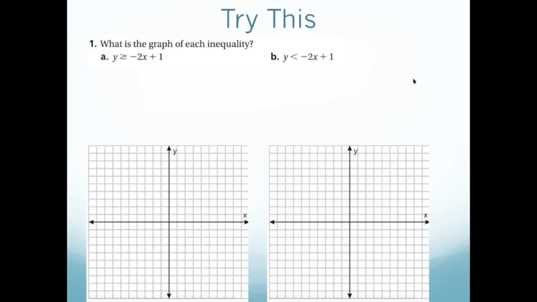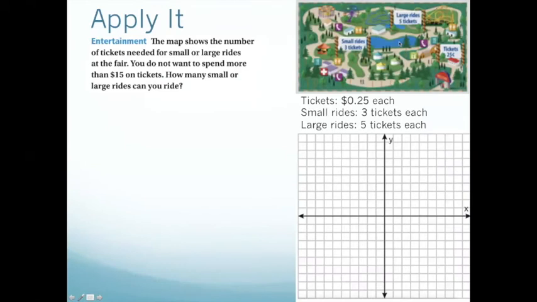Let's see, I might have just skipped a slide. Okay, so in this example, we are going to apply what we have just learned to see if we can solve a question very similar to what we were looking at the beginning of this video. So entertainment, the map shows the number of tickets needed for small or large rides at the fair. You don't want to spend more than $15 on tickets. How many small or large rides can you ride?